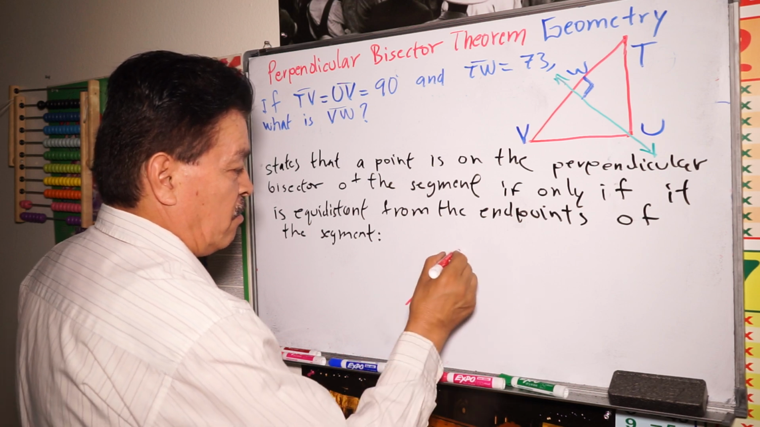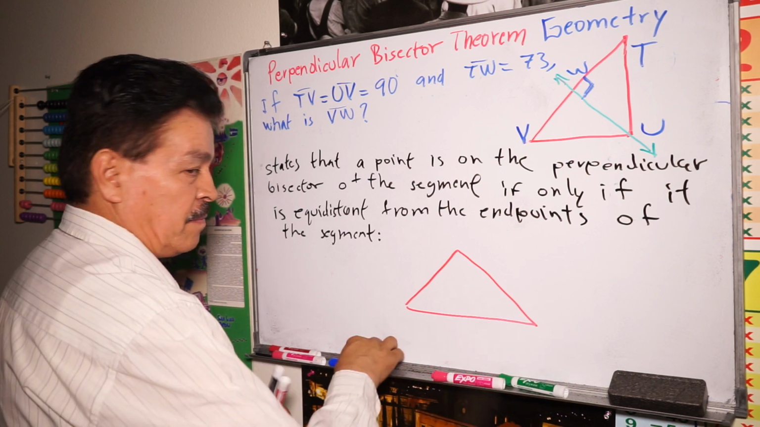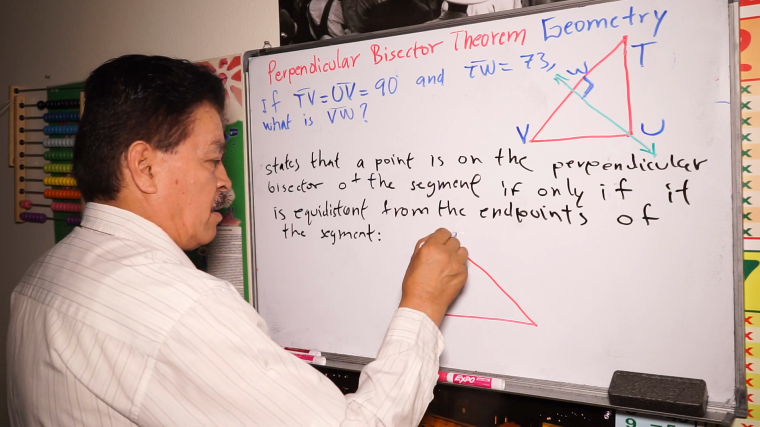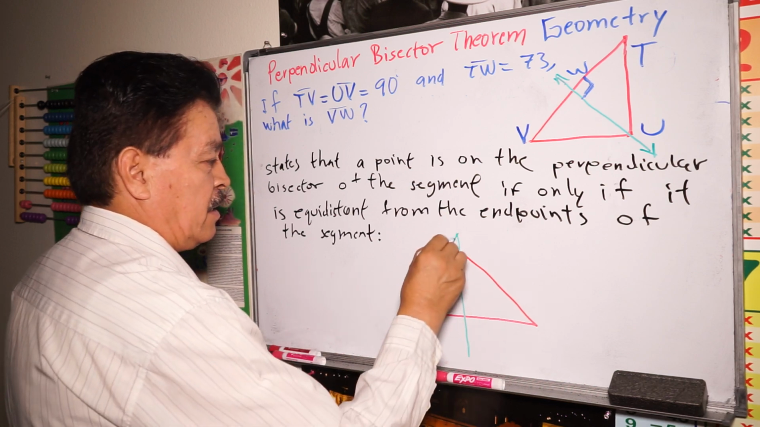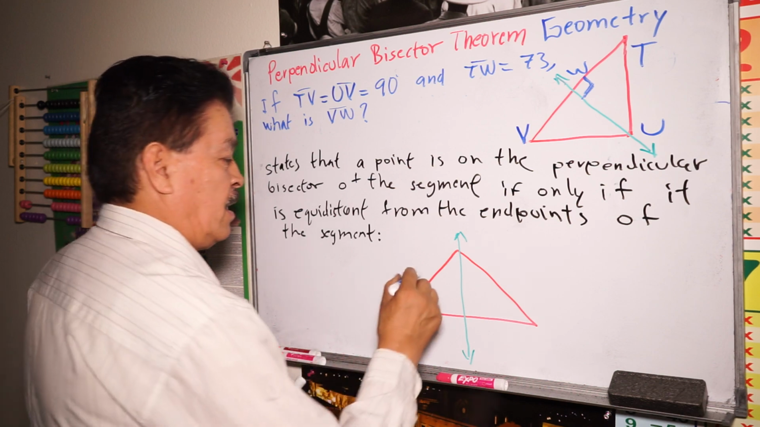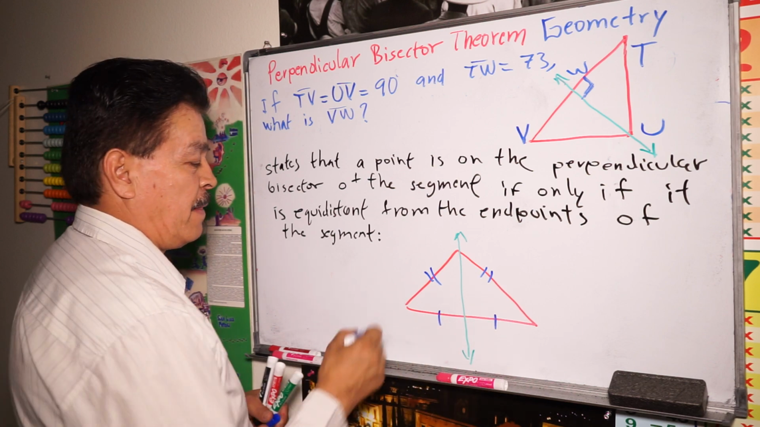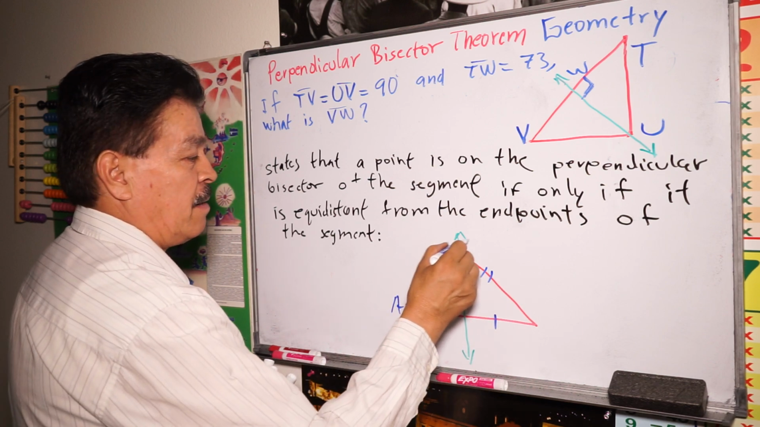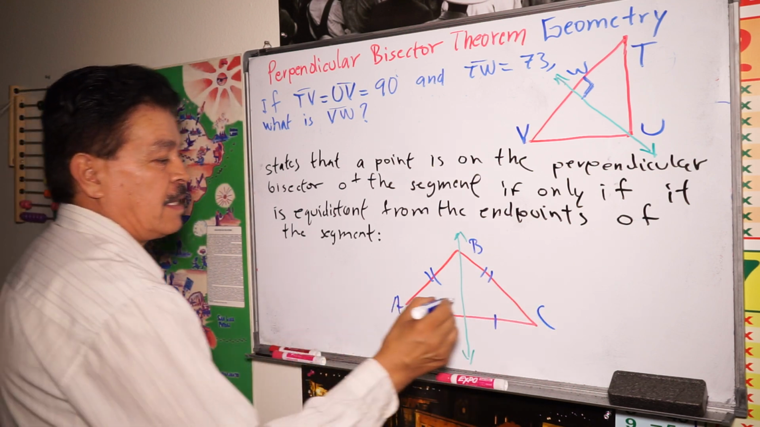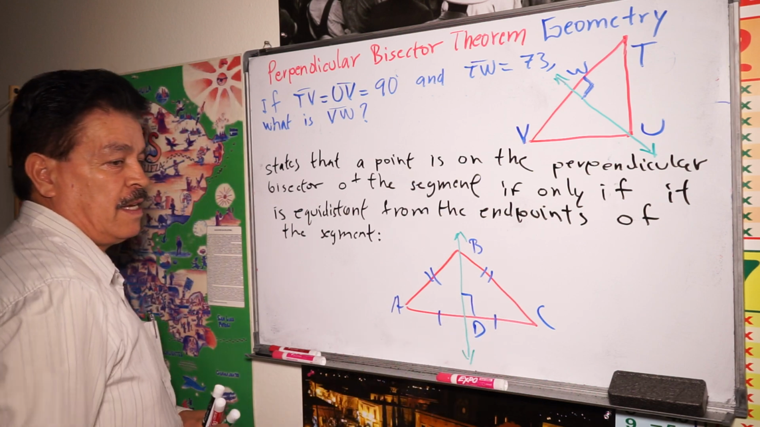In this triangle, look at this triangle, we're going to divide exactly right here. So we're talking about the concept. This side is equal to this side, and this side is equal to this side. This is A, this is B, and this is C. This is the right side. This is D.